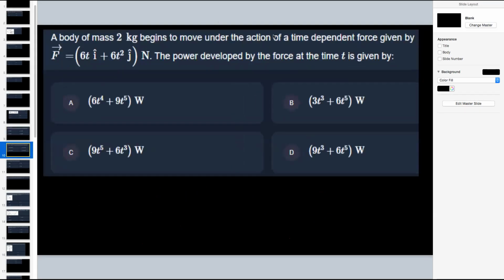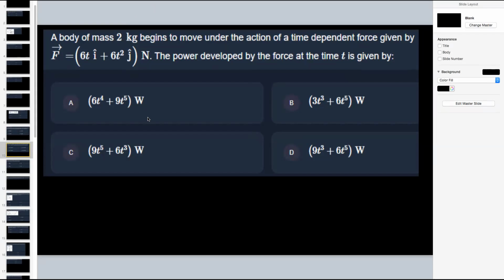We go for the next question. A body of mass 2 kg begins to move under the action of a time-dependent force given by F equals 6t i plus 6t square j Newton. The power developed by the force at time t is given by?